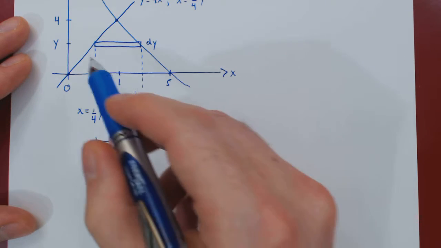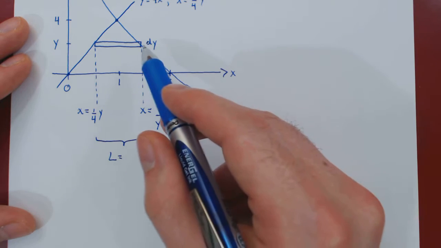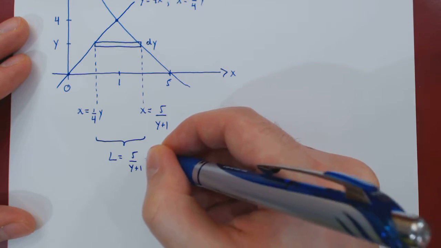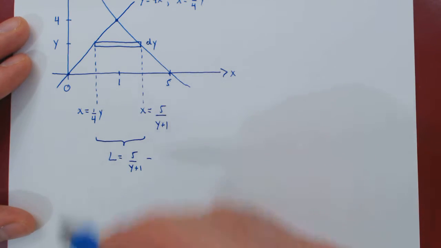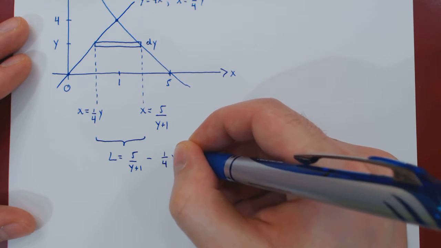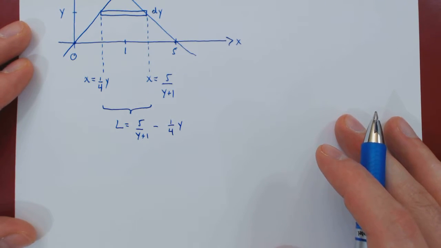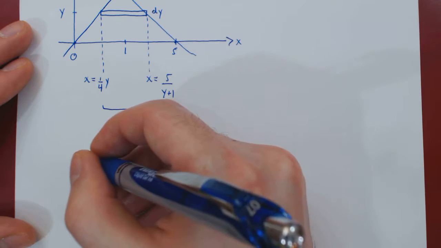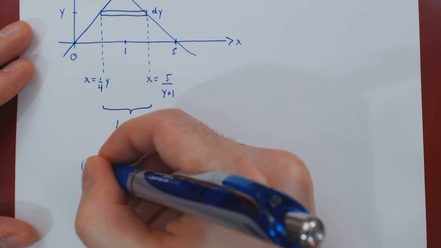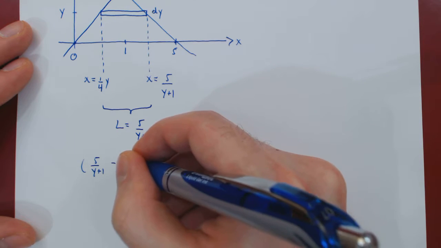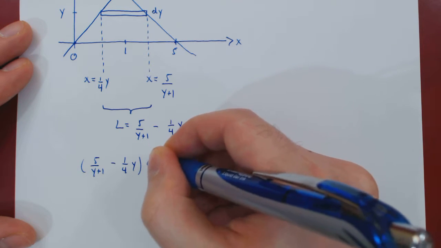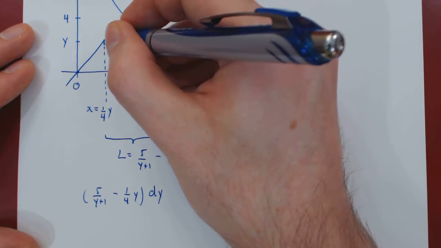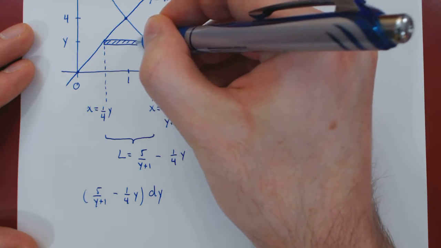So as always, the length of the rectangle will be, since it is a horizontal segment, the bigger x value, 5 over y plus 1, minus the smaller x value, 1/4 y. So now we can find the area of the rectangle, being the length of the rectangle times the width. So the length of our rectangle is 5 over y plus 1, minus 1/4 y, times the width given by dy.